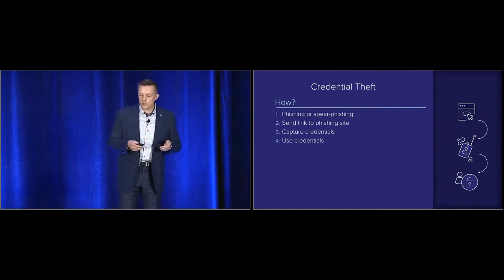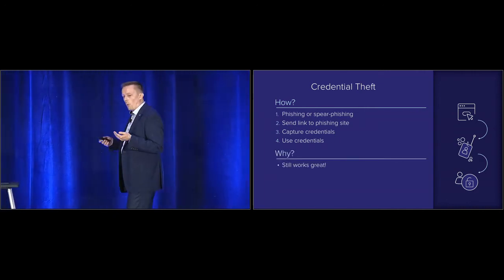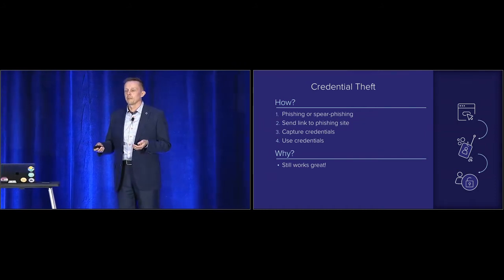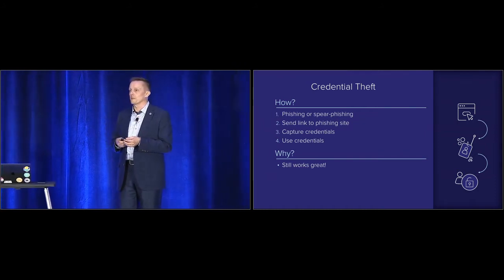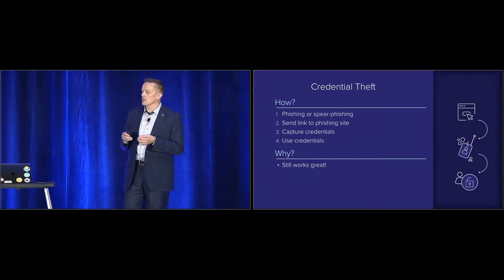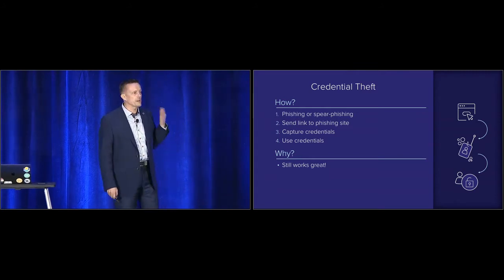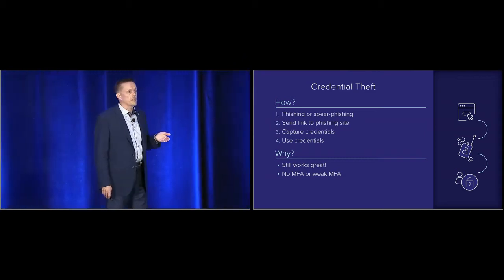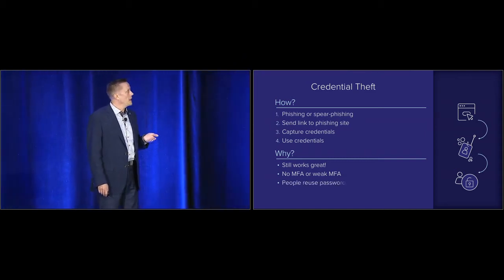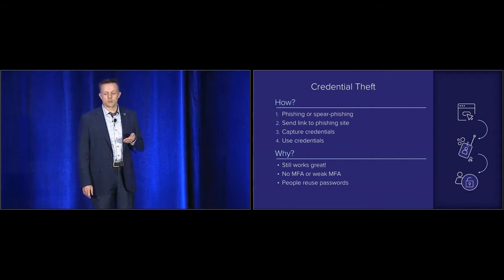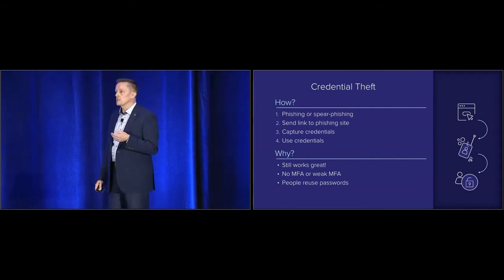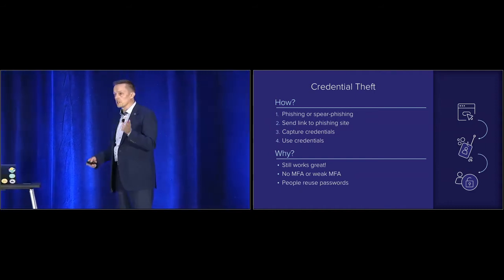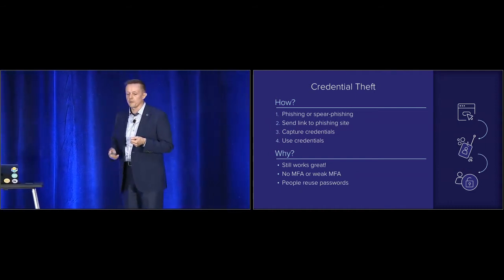And then, of course, the question is, why are phishing and spear phishing still happening in 2019? We thought that we got over this a long time ago, right? Nope. It's still rising, and it works great. It works great because people have deployed no MFA, or the MFA is too weak. And of course, people reuse passwords, which makes it easy for you to capture them from one side and then try them on others. So this is a leading indicator also to the next one.